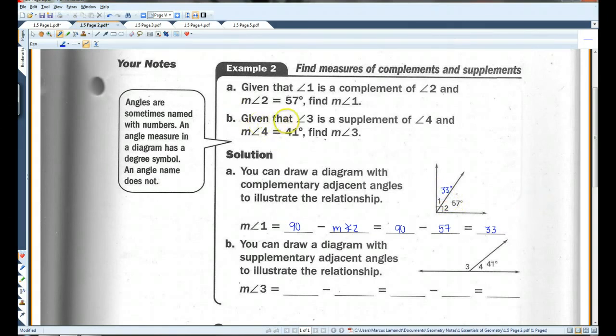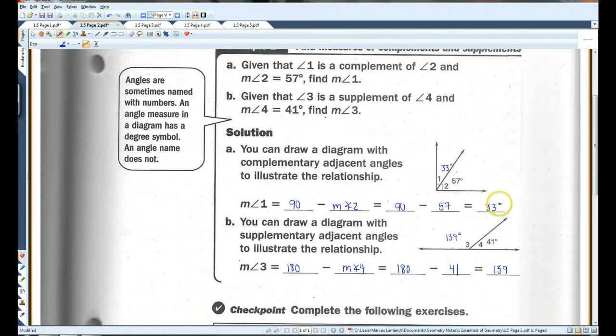Alright, part B. Given that angle 3 is a supplement of angle 4, and angle 4 is 41 degrees, find the measure of angle 3. Alright, so the measure of angle 3, they're supplementary. That means they add up to 180. So 180 minus the measure of angle 4, and we know the measure of angle 4 is 41 degrees. That means the other angle has to be 139. Put my little degree symbols here.